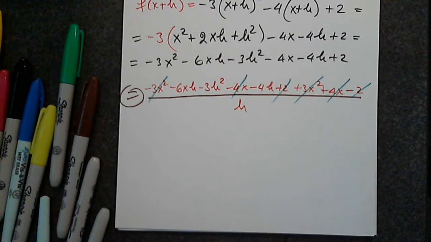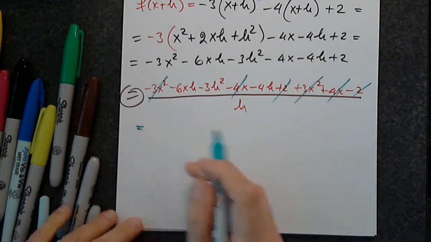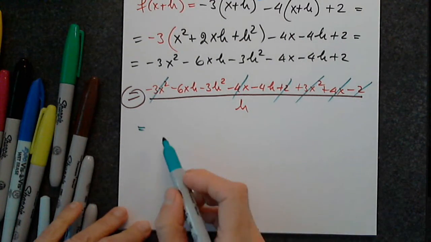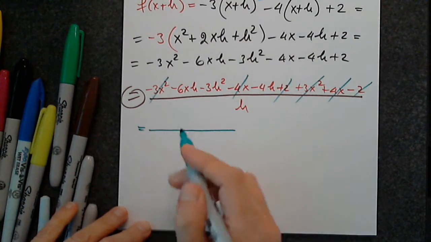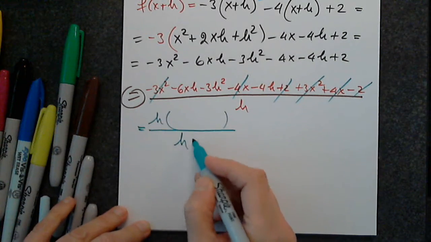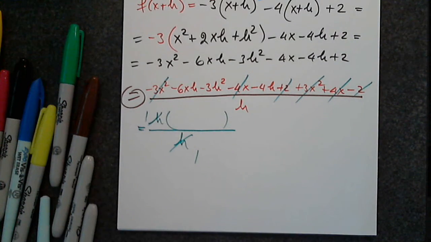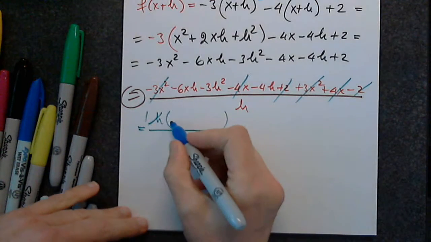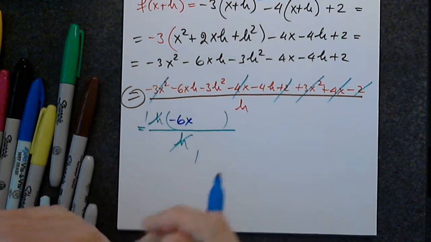Perfect. How many terms are remaining at the top? Good. What do they have in common? Good. Because eventually this will go away. So now please tell me what we have in parentheses. And that's the end of it. Negative 6x. Negative 6x, I agree.